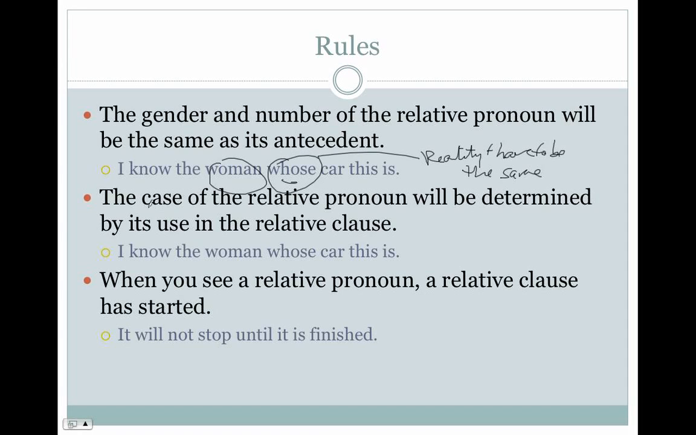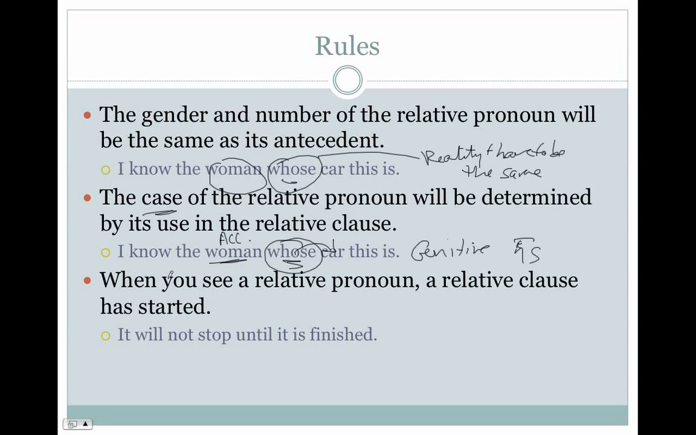Second rule, the case of the relative pronoun will be determined by its use in the relative clause. I know the woman whose car this is. Right? So whose is possessing the car, because whose is possessing the car, that is going to be in the genitive. So if we thought about it, okay, well, it's feminine singular genitive, we would use heis. And we'd use heis even though woman in this case is the direct object, the accusative. Right? So the relative pronoun and the antecedent will not necessarily be in the same case.